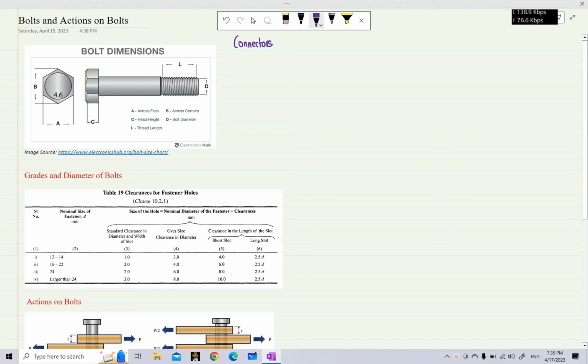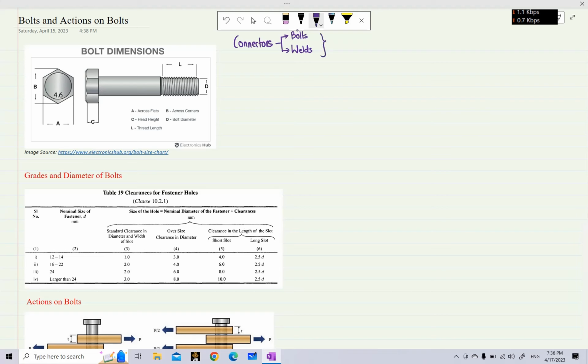As we discussed in our previous session, there are 3 or 4 different types of connectors indicated in our IS code, but we will study only the 2 most important ones. We will start with bolts today, and in our upcoming lectures we will discuss welds.